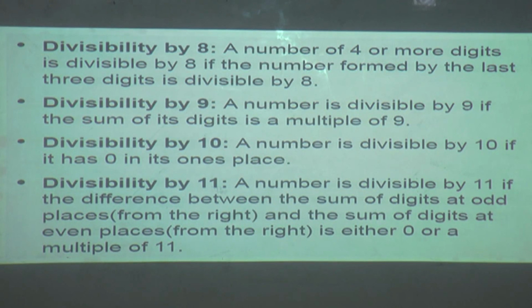Divisibility by 11. A number is divisible by 11 if the difference between the sum of the digits at odd places from the right and the sum of the digits at even places from the right is either 0 or a multiple of 11, then we can say the number is divisible by 11.